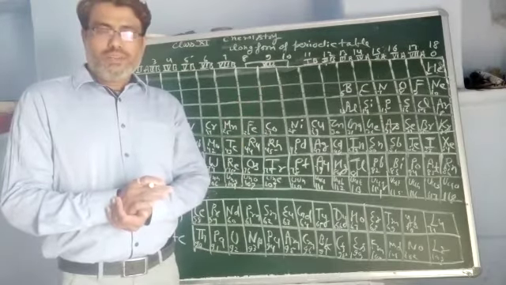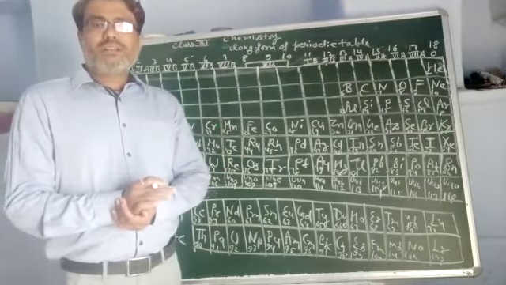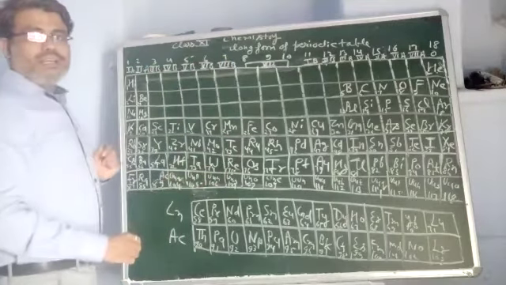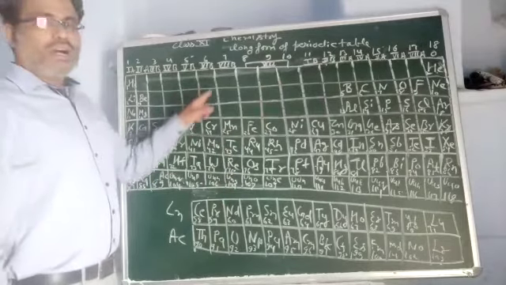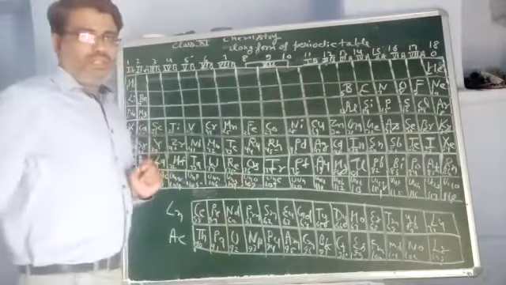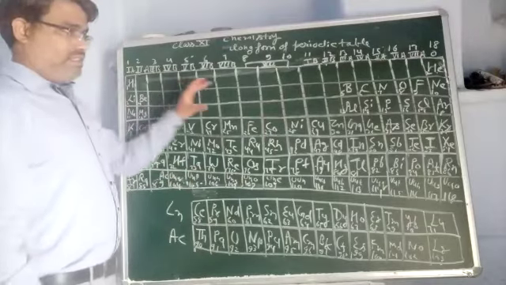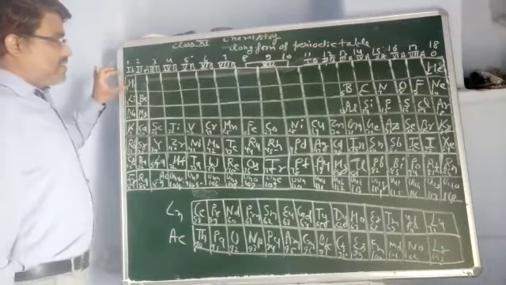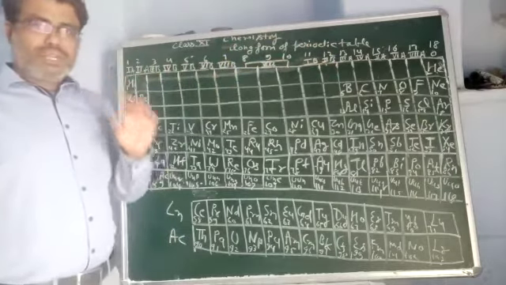So in the long form periodic table, if we see, there are some vertical columns, and there are some horizontal columns. These vertical columns are called groups and these horizontal columns are called periods. If you count, first, second, third, fourth, fifth, sixth, seventh. These are 7 horizontal columns which are also called periods. So there are 7 periods.